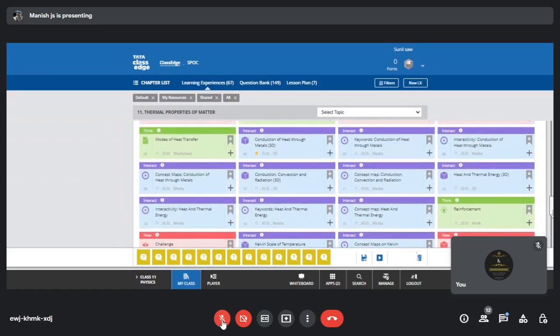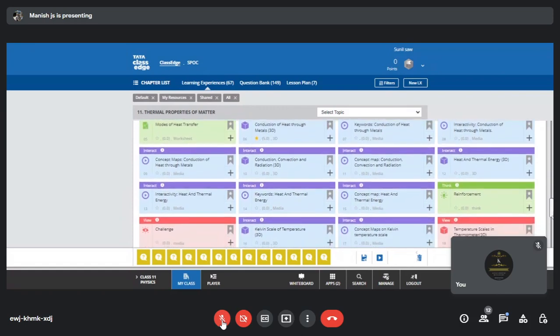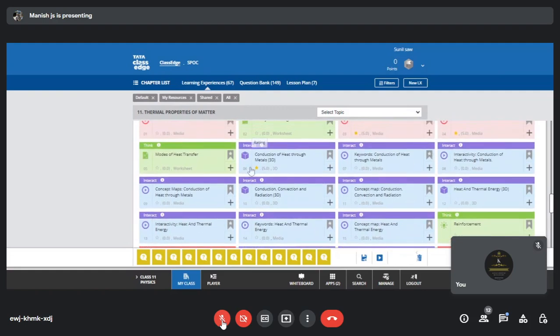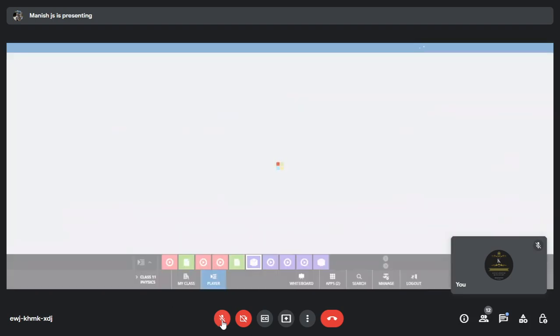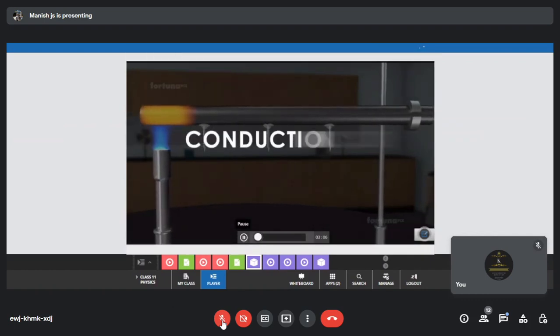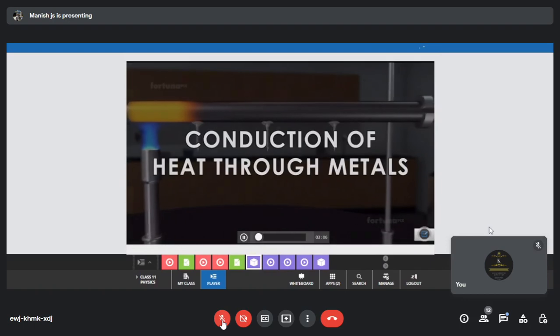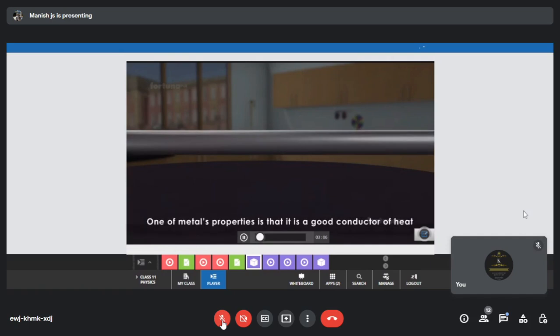So in the module we will see about metals, materials. Conduction of heat through metals. One of metal's properties is that it is a good conductor of heat. By that we mean metal is a substance that heat can easily flow through.